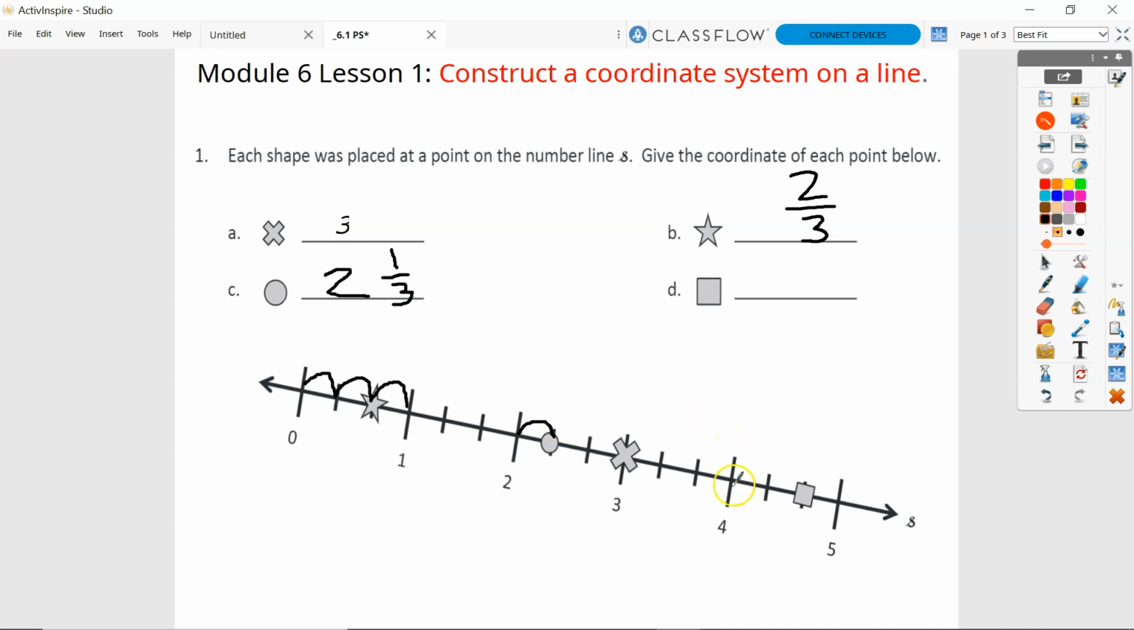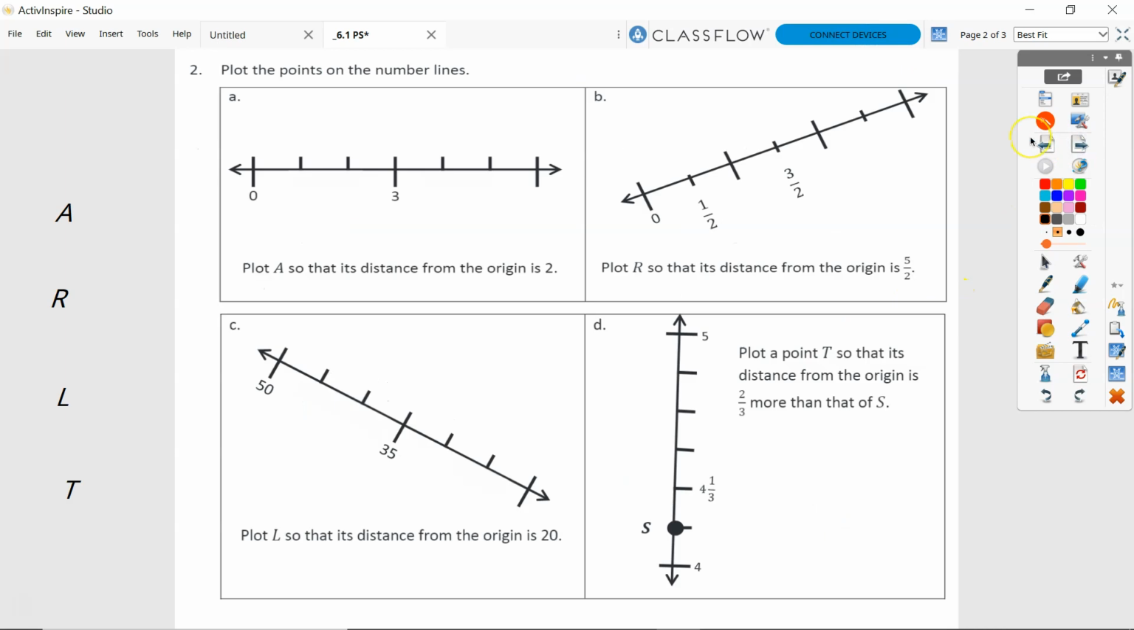All right, and finally D. Excuse me, our square, which is D, falls between 4 and 5. I know this is 4, so that means 1 jump will be 4 and 1/3. 2 jumps will be 4 and 2/3. And this would be 4 and 3/3, which would equal 4 and another whole for 5. So we only wanted to go 2 jumps, 1, 2. So that's going to be 4 wholes and 2/3 of another whole.